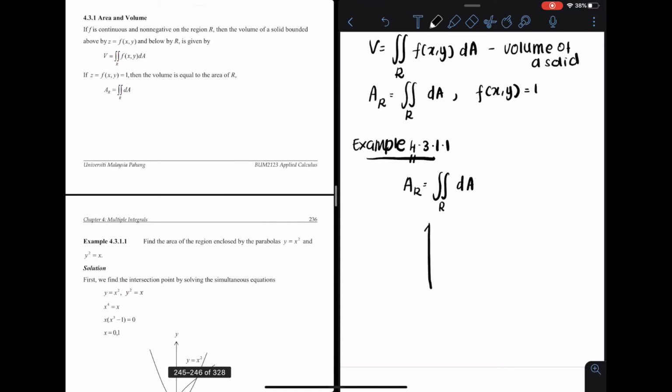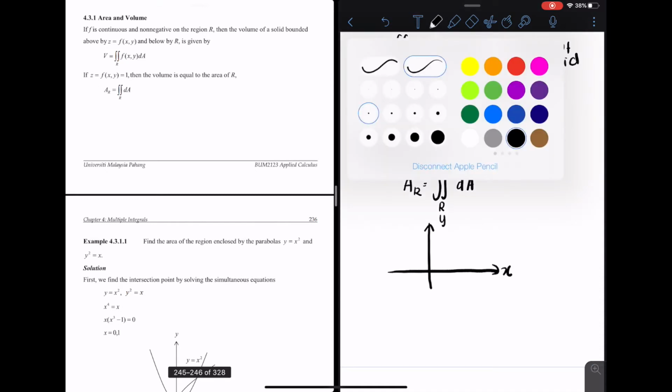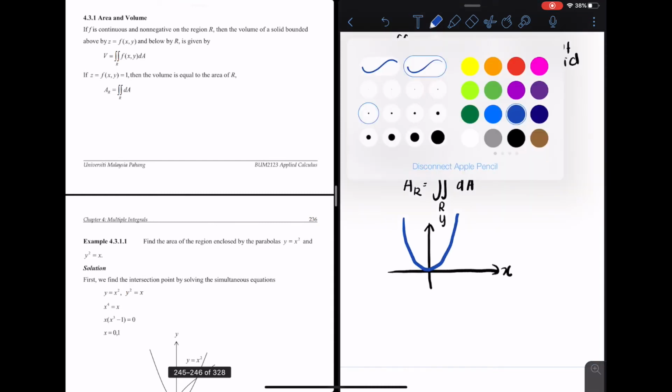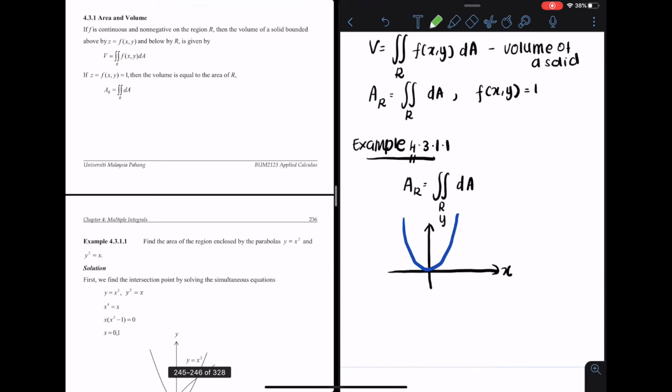You have to always bear in your mind the region R always lies in a two-dimensional coordinate system that involves the y versus x-axis. So what should I do with this question? I have to look back at the question given to me, which is the region R consists of y is equal to x squared and y squared is equal to x. So right now, I know that y is equal to x squared will give me a smile-shaped graph. Meanwhile, x is equal to y squared will give me a C-shaped parabola.